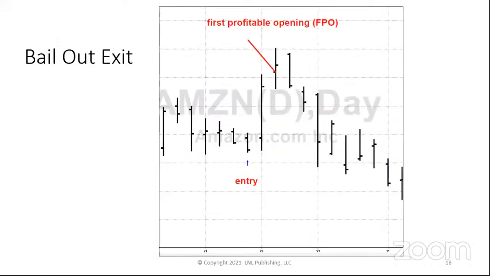Now, here's an example of it. Here's an entry to buy on this day's opening, and the next day we didn't open profitably. We opened right where we opened the day before. So there was no profitable opening. Then our first profitable opening is up here, and we're out of the trade. So a lot of people think we're in today and we're out tomorrow. No, sometimes they might be in, let's say you bought on this opening over here, and you wait and wait, your stop's down here, and finally you get a profitable opening up here. So it doesn't mean you're going to get in and out the same day.